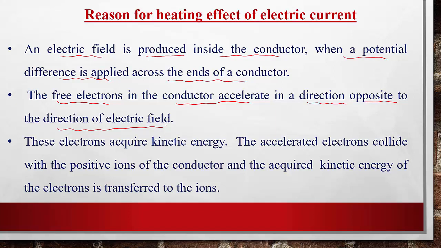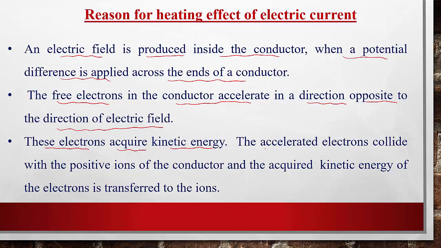Is it clear? The first point you can remember: we apply potential difference across the ends of the conductor. Then an electric field is produced inside the conductor. Because of this electric field, free electrons are accelerated. They move in a direction opposite to the direction of the electric field. Then these free electrons acquire kinetic energy.